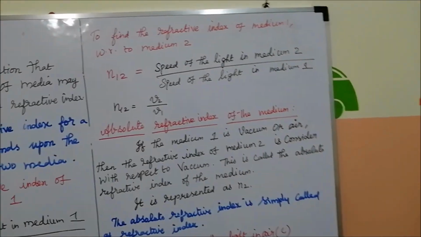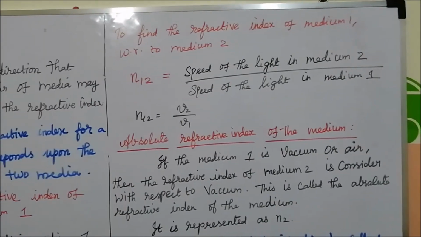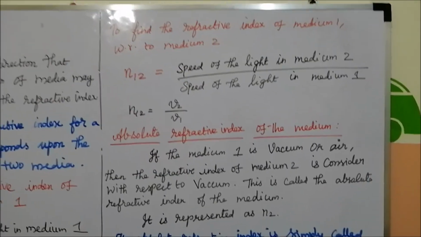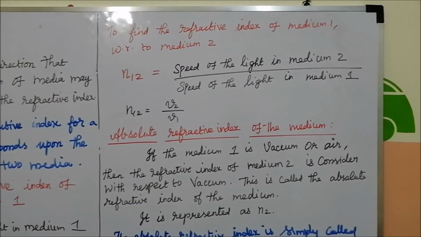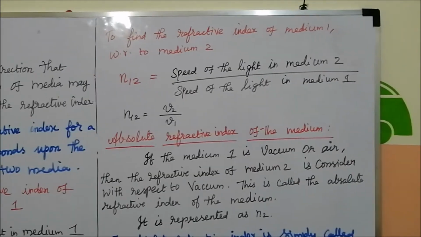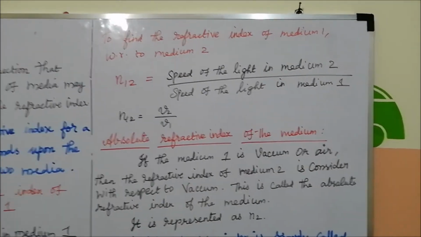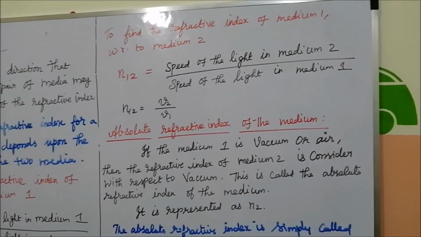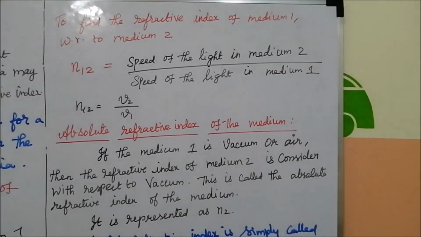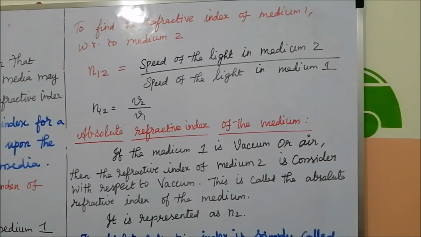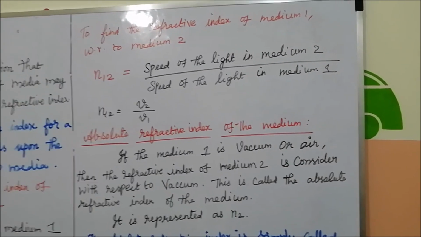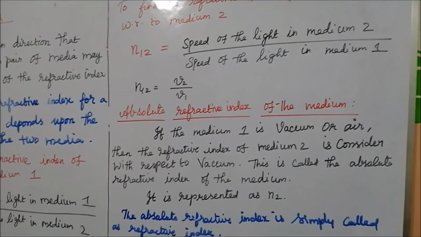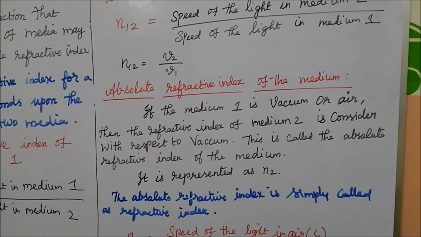In the case of finding the refractive index of medium 1 with respect to medium 2, we should denote it as N12, which indicates that this value is the refractive index of medium 1. So, we should write 1 first. So, N12 is equal to speed of light in medium 2 divided by speed of light in medium 1. In case of refractive index of medium 1, we should write the speed of light in medium 2 in the numerator and medium 1 in the denominator. So, N12 is equal to V2 divided by V1.